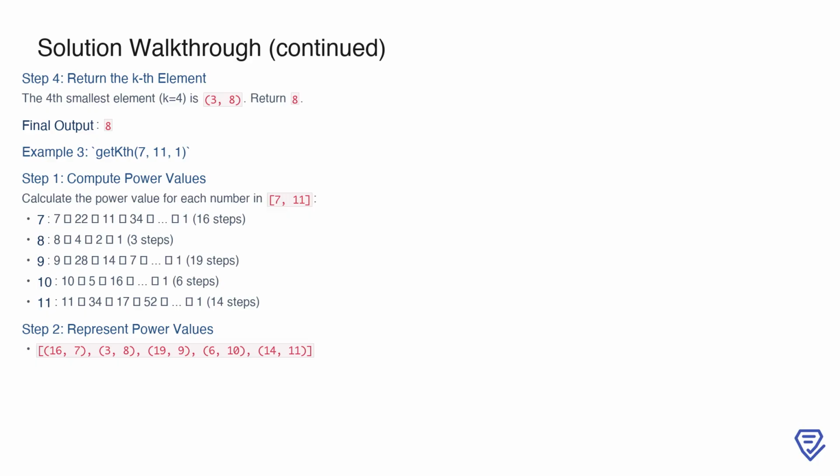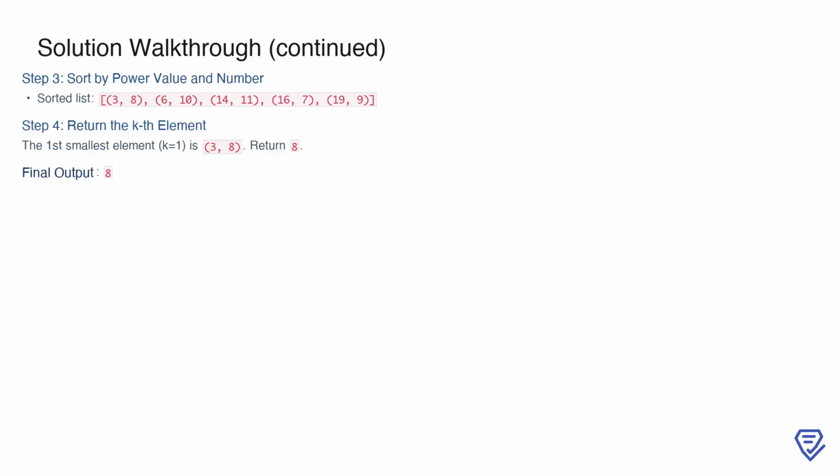Pairing these numbers with their power values gives us the list [16, 7], [3, 8], [19, 9], [6, 10], [14, 11]. Finally, we sort the list of pairs based on power value and number, just as before. The sorted list is [3, 8], [6, 10], [14, 11], [16, 7], [19, 9]. From this sorted list, we locate the kth smallest element.